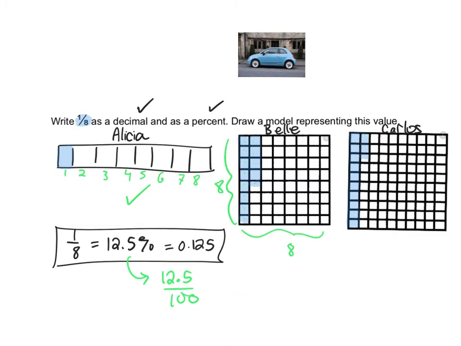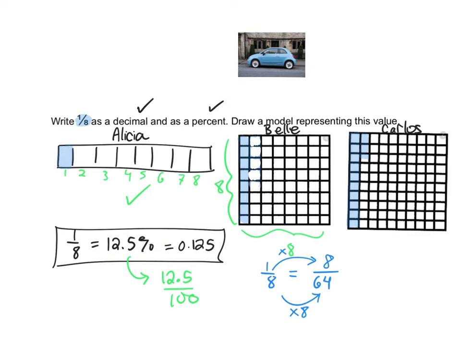We could use a proportion to figure out how to fix it. We know that Belle has 64 squares. We want 1/8 of those to be shaded. Well, 8 times 8 is 64, and 1 times 8 is 8. So we want 8 of these squares shaded. Here you go, Belle. Now you've got 8 shaded, and that's a correct model there for 1/8, 12.5%, or 125 thousandths.